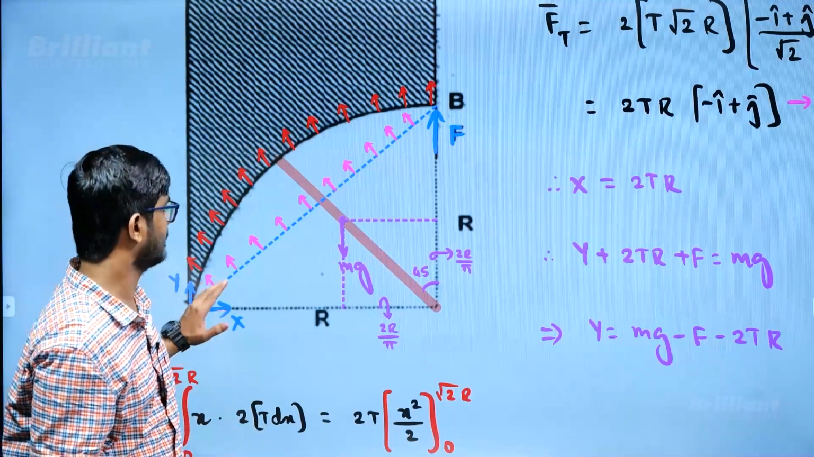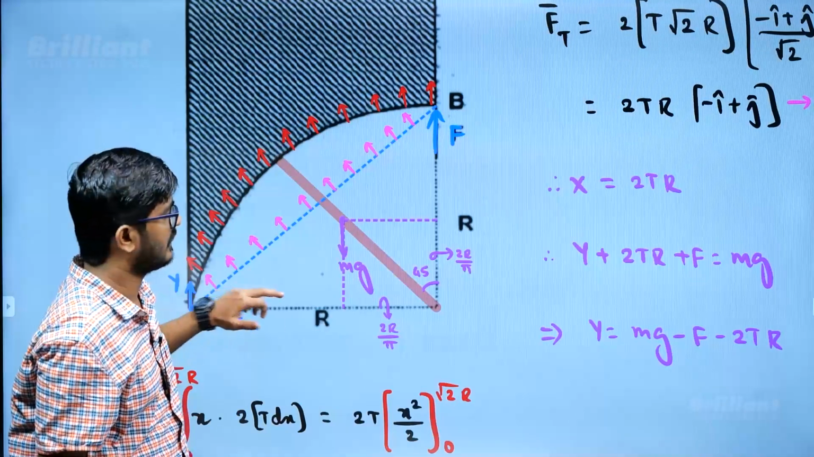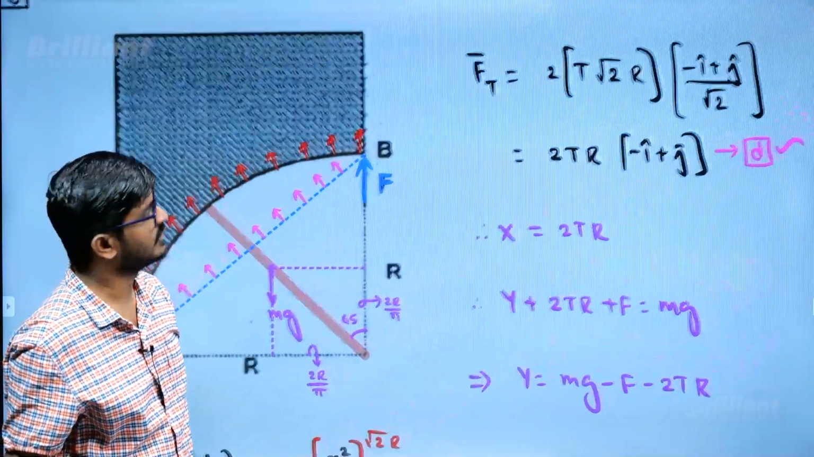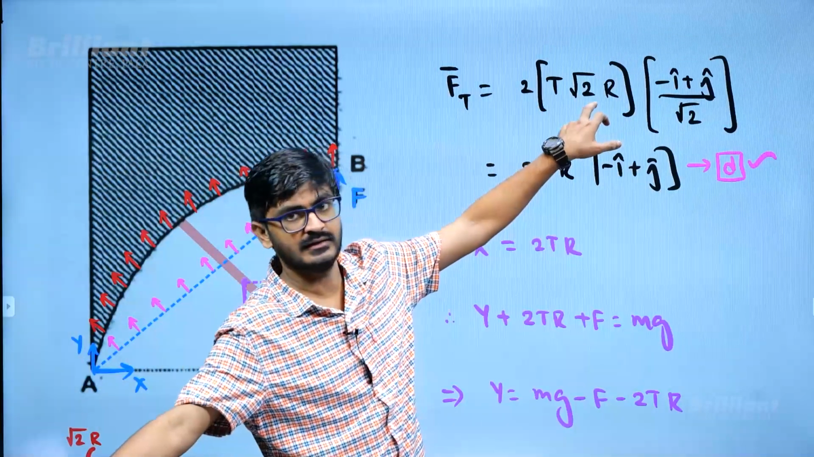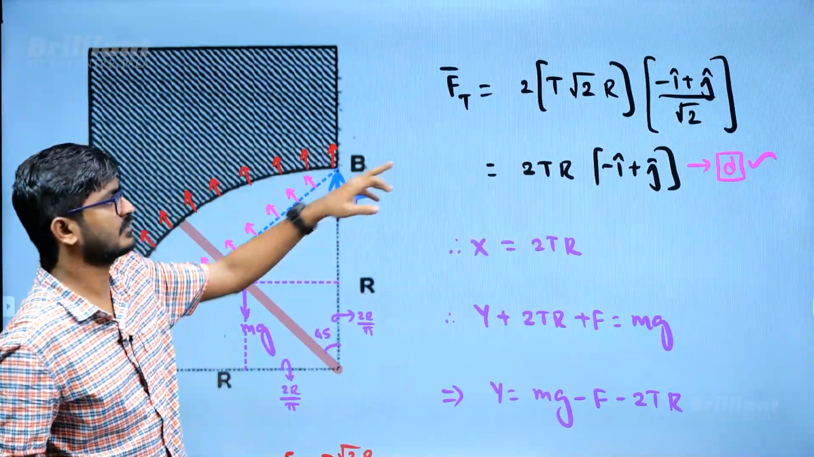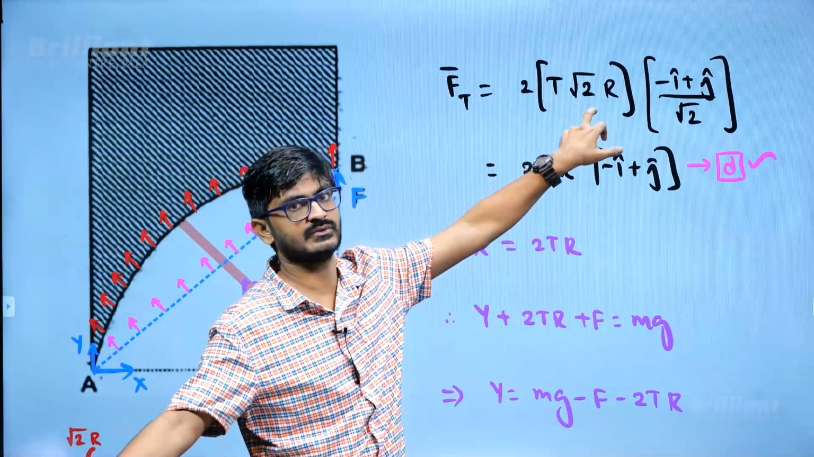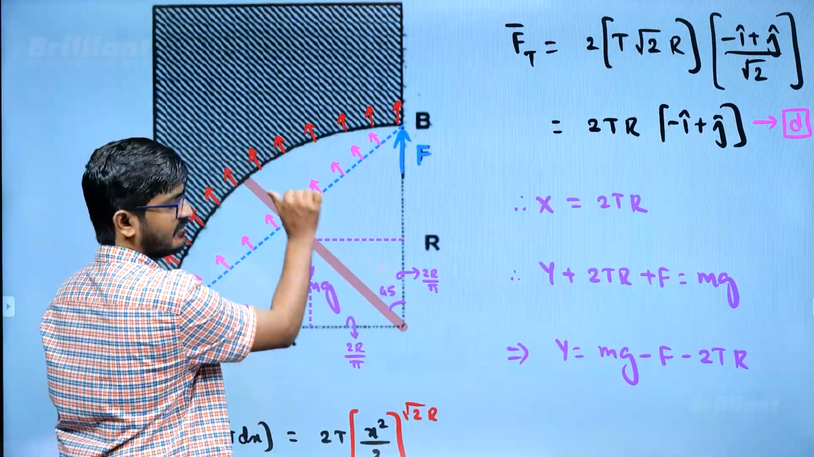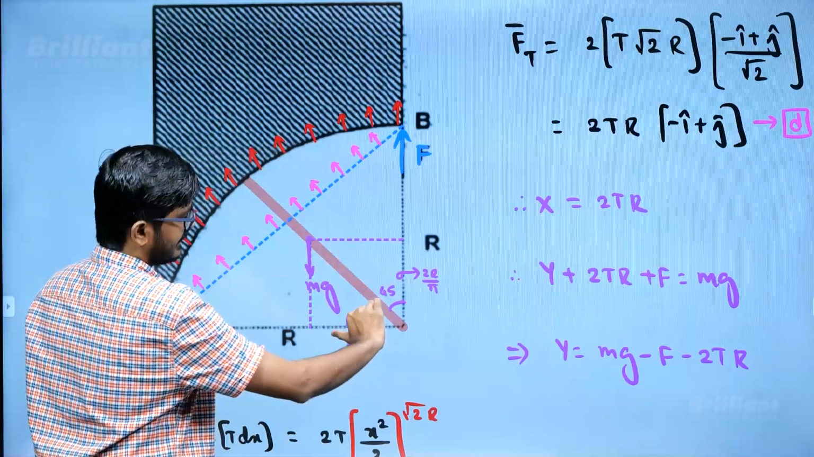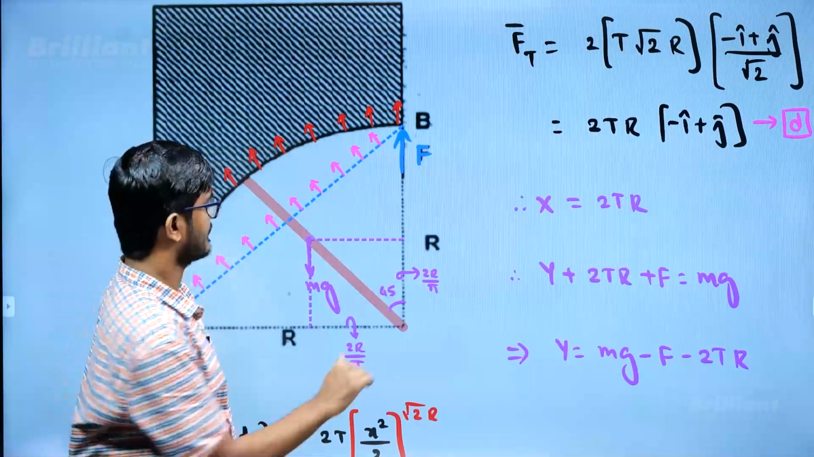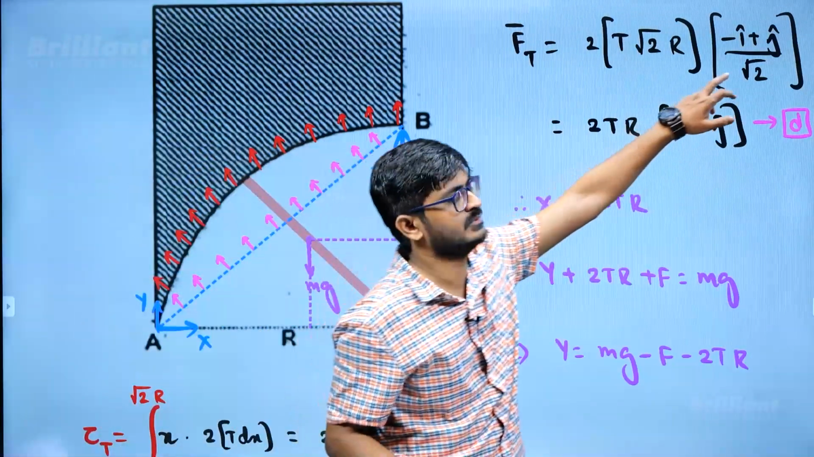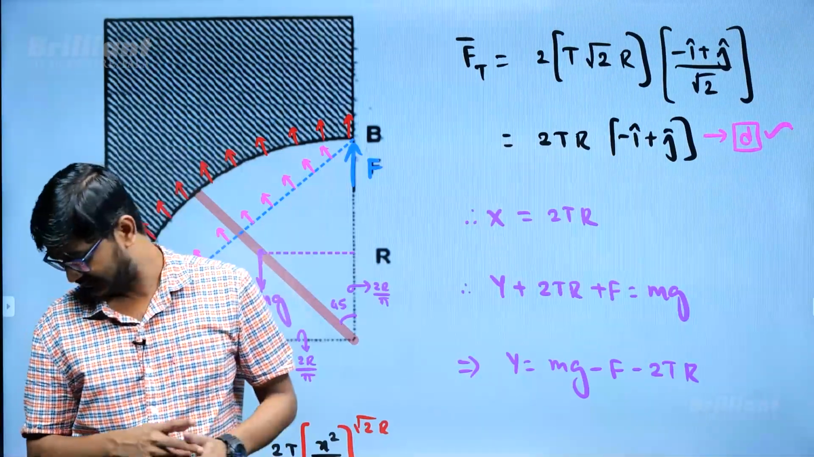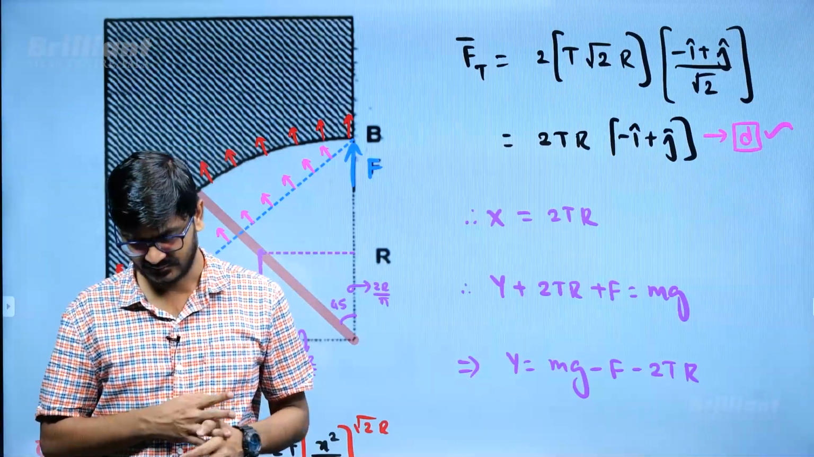Now what is the effective length? Effective length is going to be R and R, so this is root 2 R. So force is going to be T into root 2 R if there is one interface, but there are two interfaces, so 2 times T into root 2 R. Now what about the direction? The direction is going to be this way, which is making an angle of 45 degrees, that is minus i cap plus j cap by root 2, right? So when you substitute the values, you will get the answer as D, the surface tension force, magnitude wise.